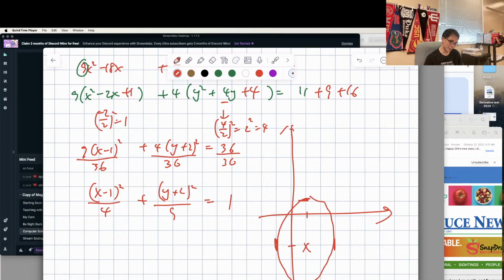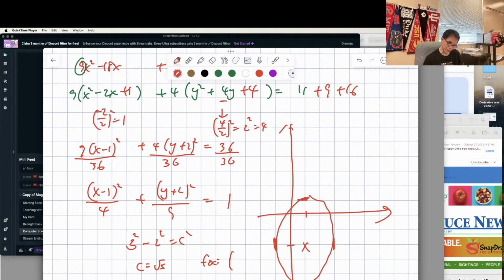Now, on the foci side, it's going to be 3 squared minus 2 squared equal to c squared. So c is equal to square root of 5. The foci location is going to be the center, which is (1, -2), but it's adding in the y direction, so it'd be plus or minus square root of 5. Why is it plus or minus? So it's going to go up 5 and down, up and down. So that's how you find the foci.